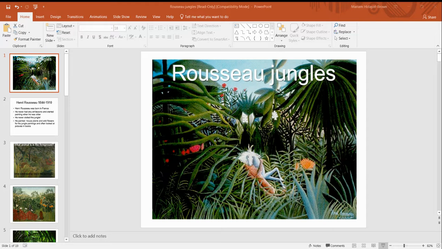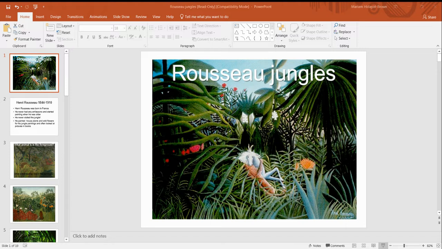Let's have a look at some forest plants. So we've got some here. Another strange looking plant there. And some nice big jungle flowers that you might want to use in your drawing. And there's some more there.